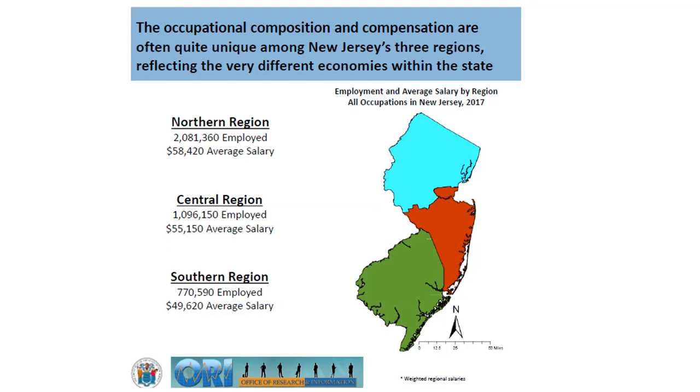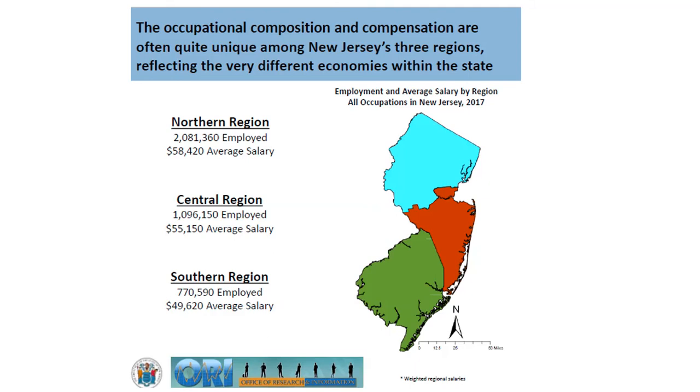Sometimes maps, when they're used, have too much information on it. You've got to be very careful not to junk up your slide. I have purposely chosen slides that are very simple to understand, very clear, very concise, very compelling. You see here, this is the employment, average salary, and number of employed by region in New Jersey. Northern region has over 2 million employed, average salary of $58,000.